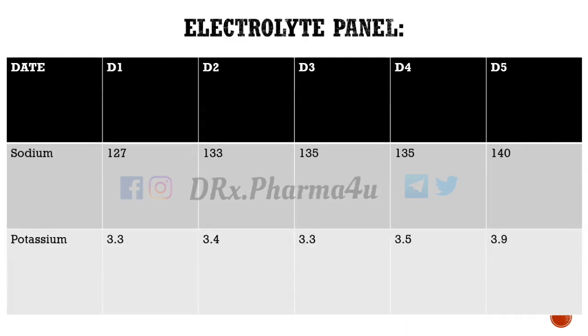If we look at the electrolyte panel, sodium was a bit on the lower side on the first day, then gradually it increased. Potassium kept on varying, because if you look at Mary Lee, the normal value of potassium is 3.5 to 5.5 milliequivalent per liter. So it was a bit on the lower side according to that book, but it gradually improved as the days progressed.